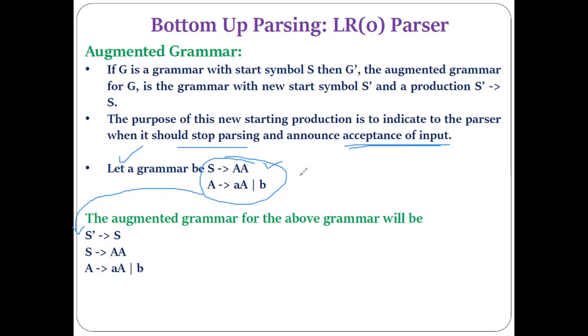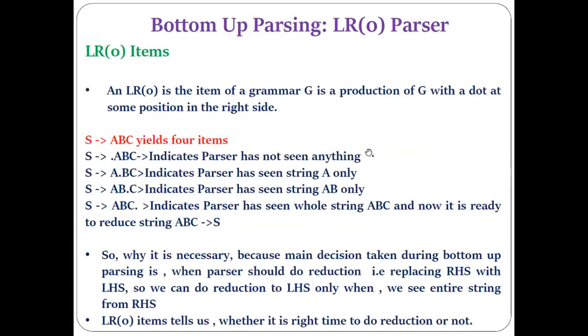If the string is accepted, then parsing can be stopped at that particular point. If the string is not accepted, then a syntactical error can be generated. So to announce whether the string is accepted or not, augmented grammar is used. Okay. Now let's see the next important term in LR0 parsers, which is LR0 items.